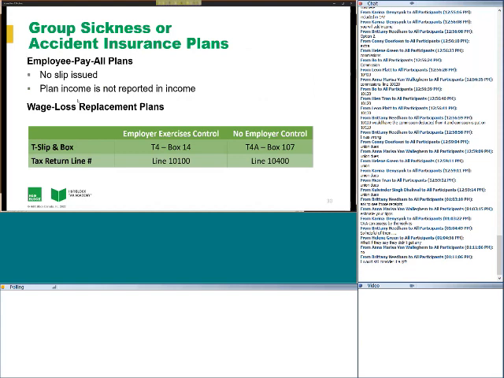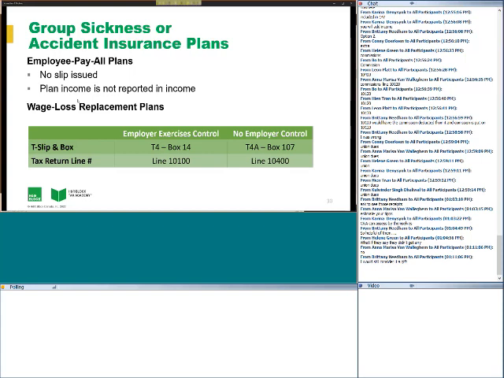So, group sickness or group accident insurance plans. We say in tax wage loss replacement plans as a source of income. If you say that to a taxpayer or a client, they're not going to know what you're talking about. We're talking about disability income. Specifically in this case, disability income that is paid by an employer or by a plan that is connected to the employer, because there are lots of types of disability income.